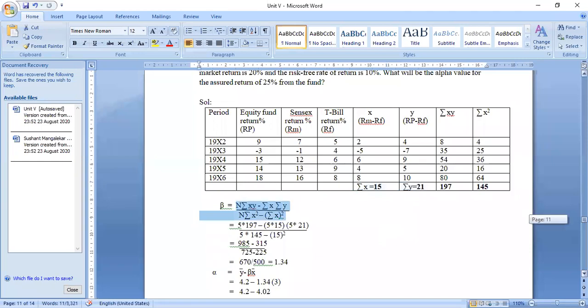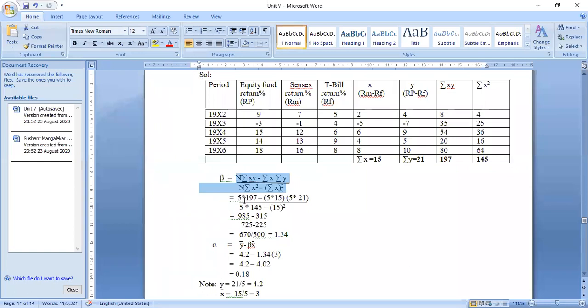Now n is nothing but the number of years that we have here, so that is 5 into summation xy, the value that we have calculated, that is 197, minus summation x, which is 15 that we have calculated, and summation y is 21, divided by n, which is 5, into summation x square that we have calculated, 145, minus summation x the whole square, this is 15 the whole square.